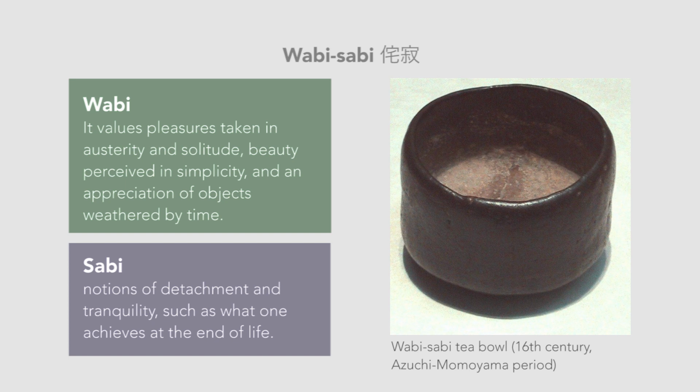The element of sabi, often paired with wabi, adds the notion of detachment and tranquility, such as what one achieves at the end of life. These two aesthetic concepts become fundamental to the performance of the tea ceremony, which developed in the 15th century out of the Zen practice of drinking strong tea in order to stay awake while meditating.